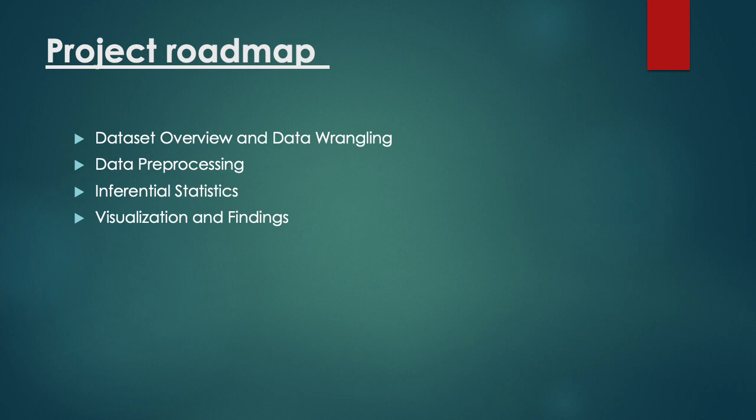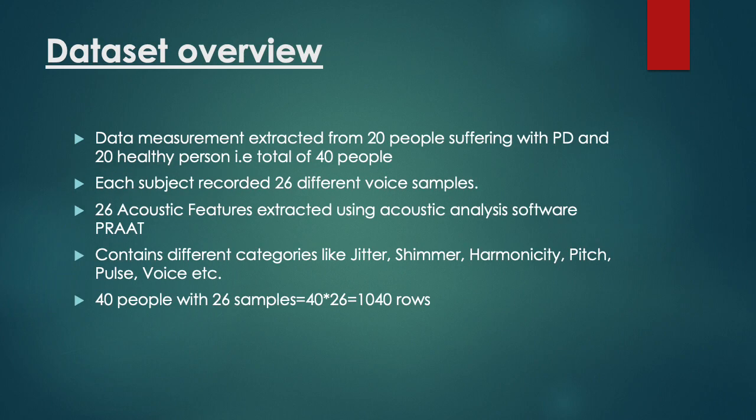Here's a project roadmap: dataset overview and data wrangling, data preprocessing, inferential statistics, visualization and findings. Dataset overview. Data measurements are extracted from 20 people suffering with PD and 20 healthy persons, a total of 40 people. Each subject records 26 different voice samples.